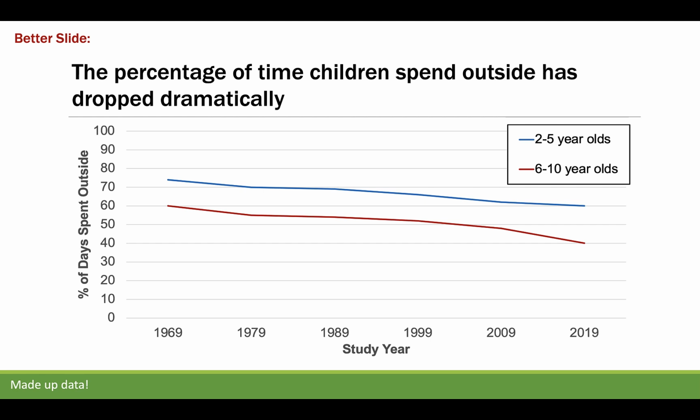So here we can see with the X and Y axis labels, the accurate range for the Y-axis values, and the clear legend. This is a much more effective visual that we could then walk our audience through to make sure that they understand trends over time as well as differences between 2 to 5-year-olds and 6 to 10-year-olds in the percentage of time that they spent outside.